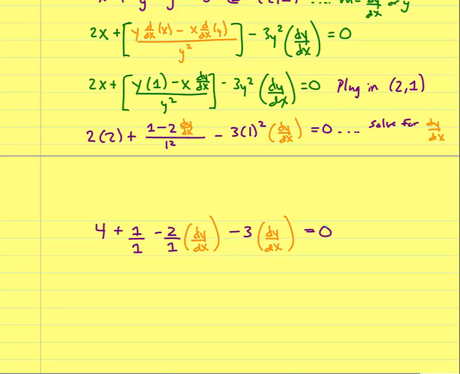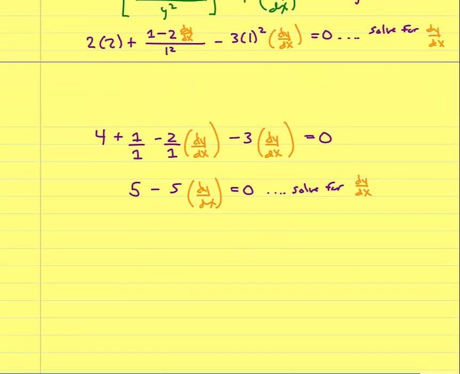Okay. So it looks like I have 4 plus 1 is 5. And then I have a minus 2 dy dx minus 3 dy dx is going to be minus 5 dy dx equals 0. Okay, I want to solve for dy dx. Let's leave that in orange so we get that connection. So I think I'll subtract 5 from both sides.